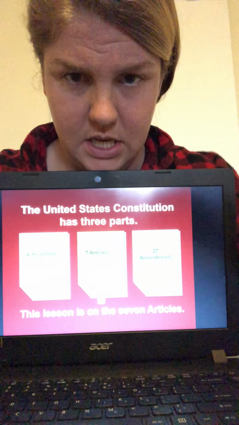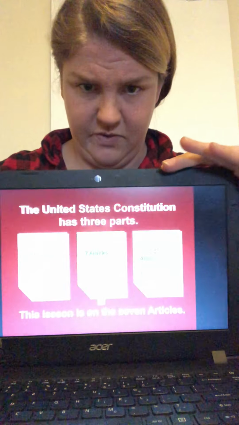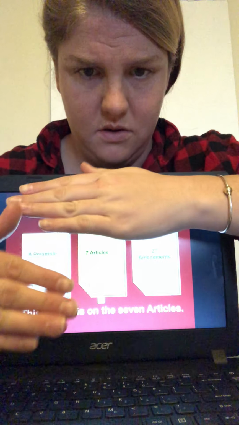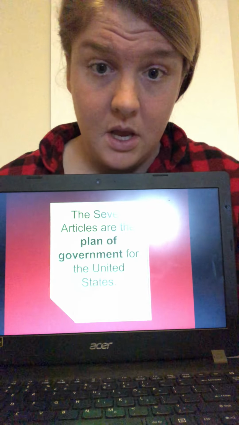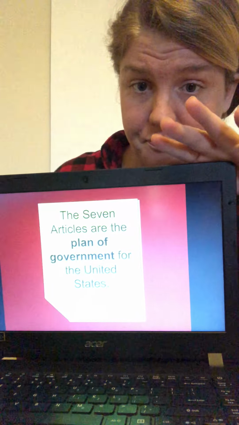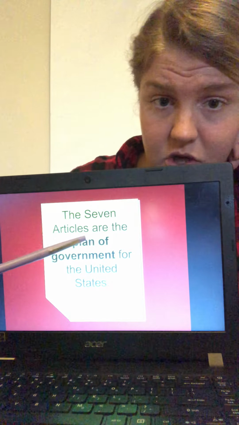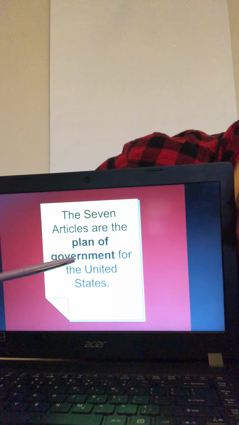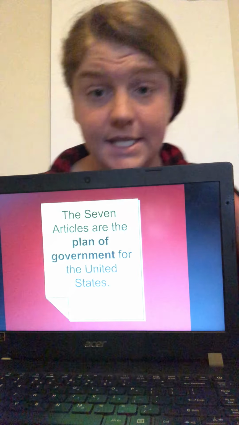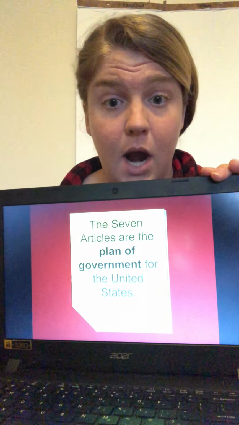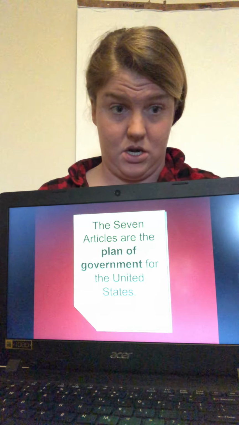Okay, so the 7 articles are the plan of government for the United States. What the 7 articles are is the plan. It says what the government plans to do or how the government plans to run.